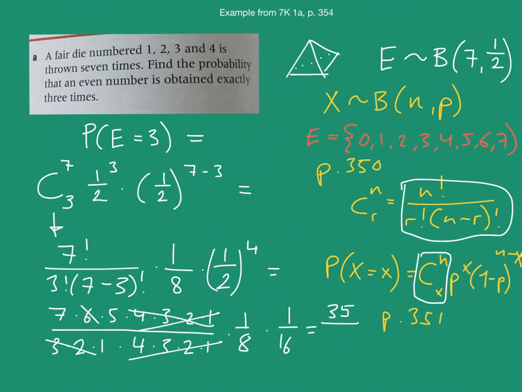8 times 16, which is what, I don't know. But if you work this out on your calculator, you'll get the number 0.273. And this is the probability that we're looking for. So the probability that an even number is obtained exactly 3 times if you roll this die 7 times is 0.273 or 27.3%. And the next video will show how to do this on the calculator.